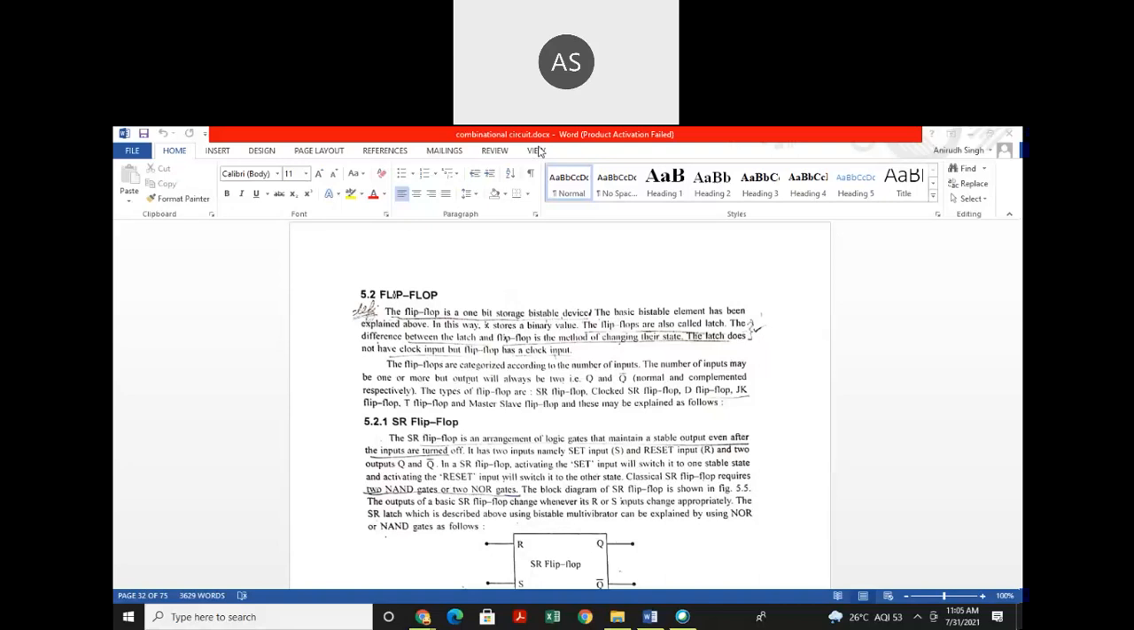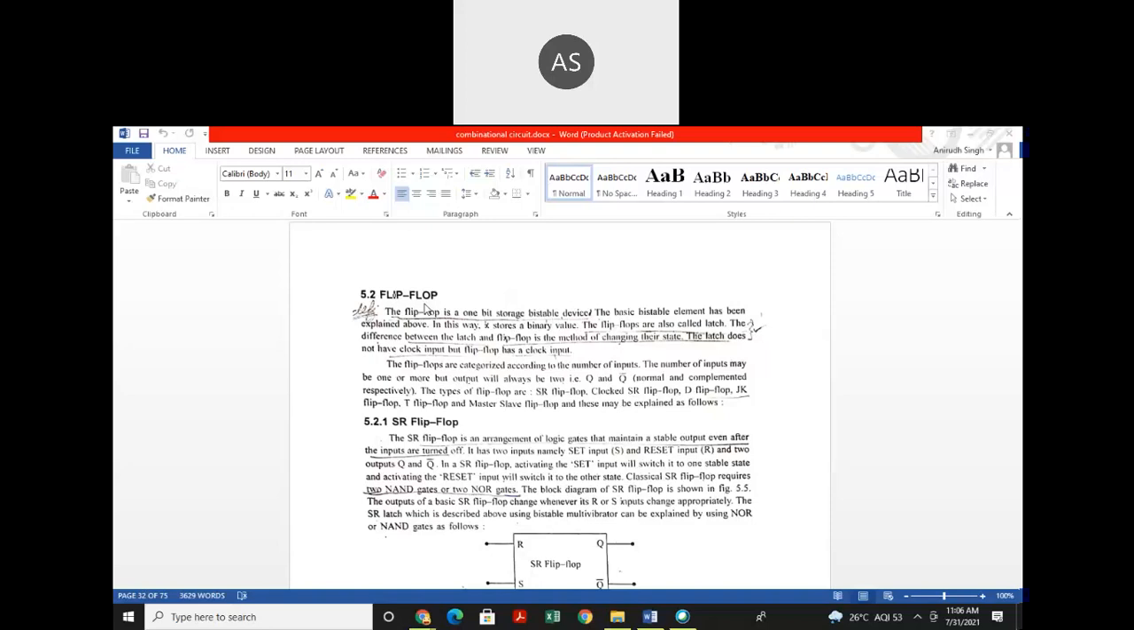Good morning, students. Today we will discuss flip-flops. We know that digital circuits are classified into two groups, combinational circuits and sequential circuits. Combinational circuits have no memory. Examples of combinational circuits are multiplexer, demultiplexer, half adder, full adder, and subtractor. These devices have no memory.